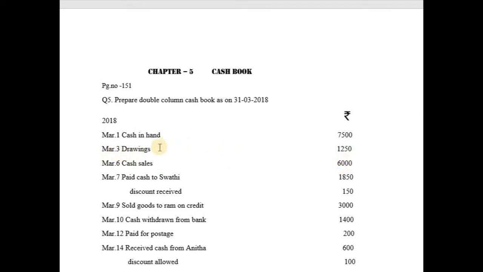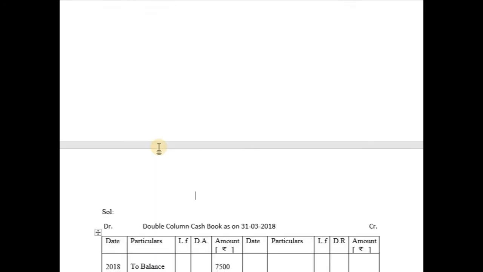Next, after March 1st, we have a transaction on March 3, drawings 1,250. What do you mean by drawings? Drawings का क्या मतलब है? The owner of the business withdraws the amount from the business for his personal use. ओनर अपने जाति काम से बिजनेस में से पैसा निकाल रहे. सो कैश इज गोइंग फ्रॉम द बिजनेस, सो इट विल बी रिकॉर्डेड ऑन क्रेडिट साइड. इट विल बी रिकॉर्डेड एज March 3 by drawings 1250.